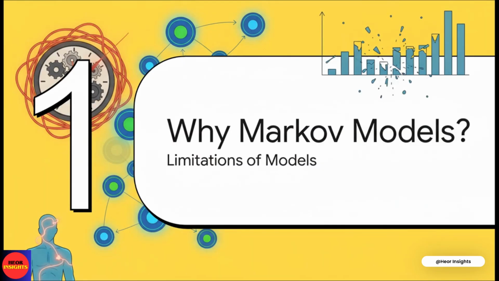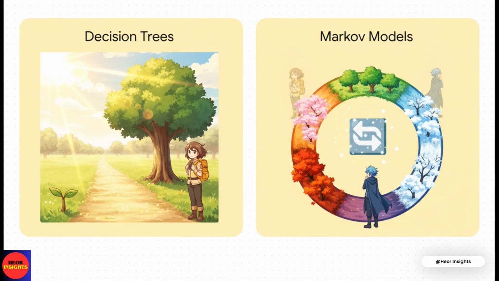All right, so let's start with Section 1. Why do we need Markov models in the first place? Well, it really comes down to the shortcomings of simpler approaches when we're dealing with complex diseases. Now, a tool like a decision tree is great for modeling acute conditions, things that happen over a short, straight path. But for chronic diseases, they just don't cut it.